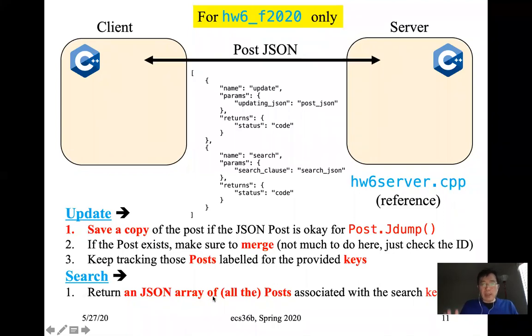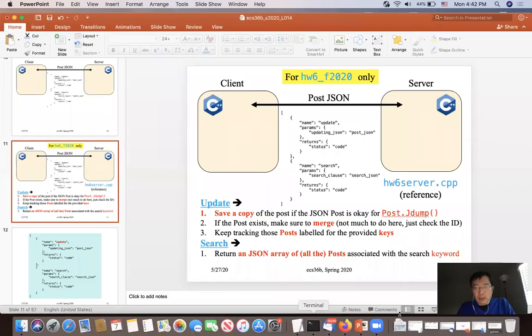As for how to implement search, you can think about it this way. Of course, you might find other clever ways to do this. If you do update correctly, your step 3 is going to help accomplish this very easily. I first look at the keyword you want to search, then I go to the tracking I keep for that key and find all the post IDs associated with it. Then I pull out all the posts on that list and do a dumpj, converting each post into JSON format, and push it back to the JSON array. At the end, I send the whole array back to the client. I think the reference implementation even gives you a little hint on that.